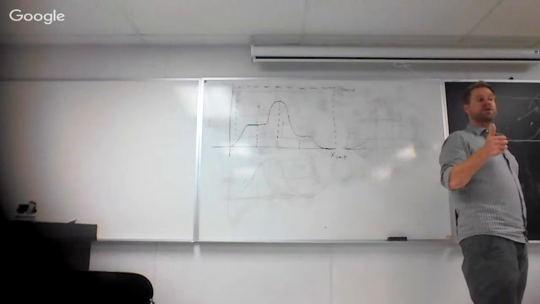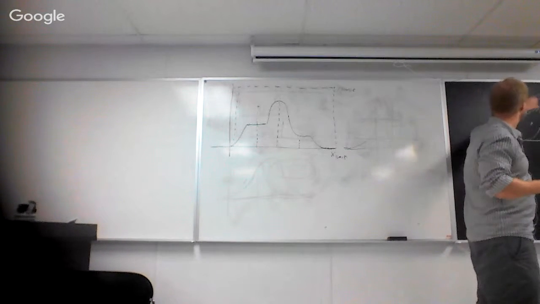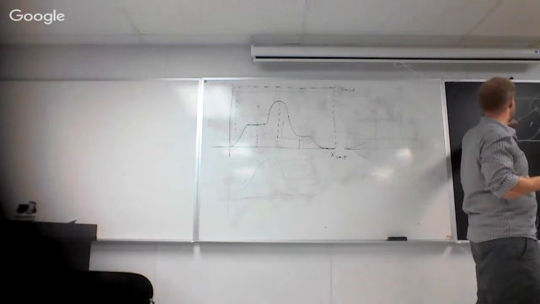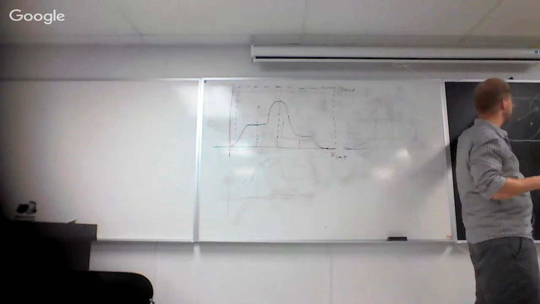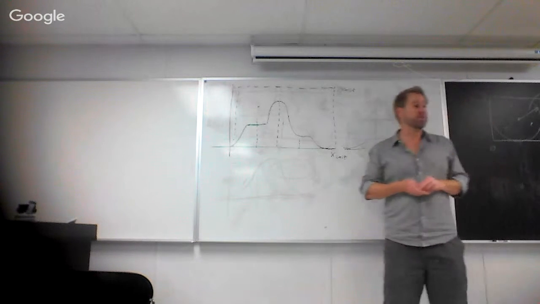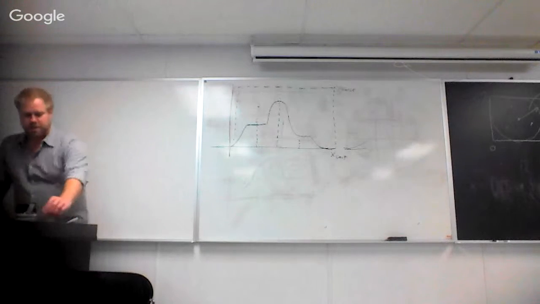Anything that falls in here is accepted. Anything that falls in these areas is rejected. The ratio of the areas is then these points divided by all of these, which is just the number of samples that we drew.